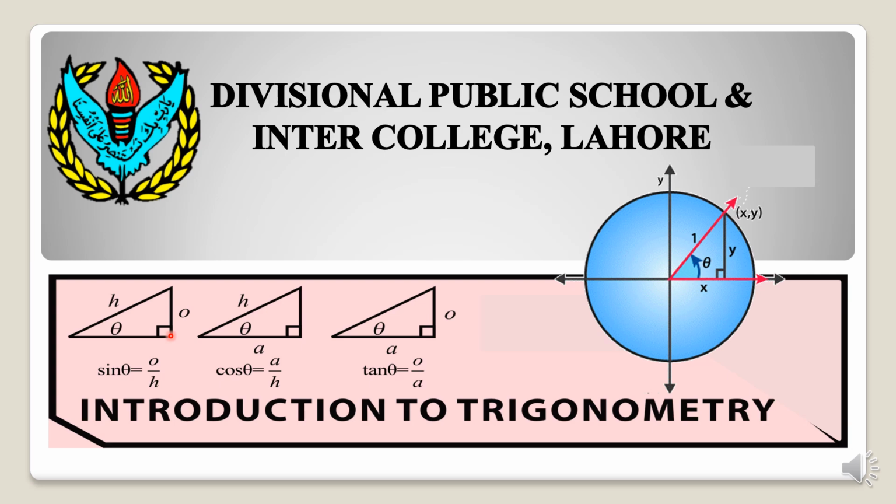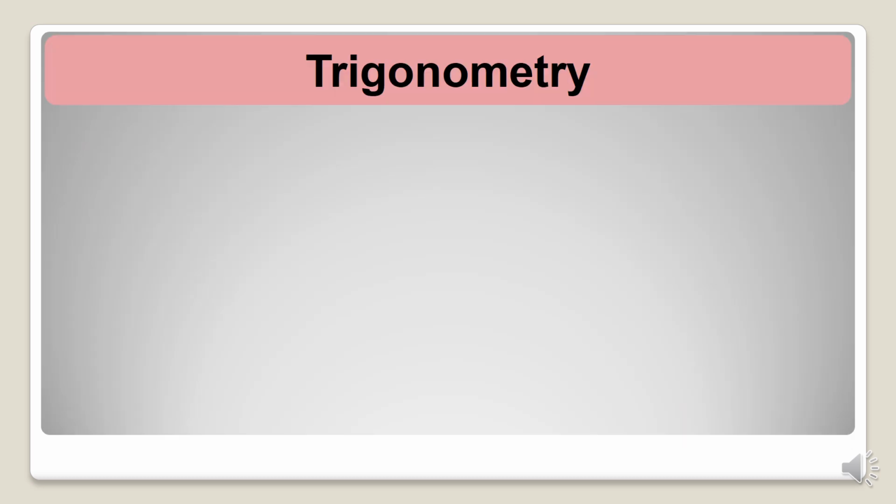So, in this reference, sine theta is the ratio of the side opposite to the angle to the hypotenuse, whereas cosine is the ratio of the side adjacent to the angle to the hypotenuse, and tangent is the ratio of the side opposite to the angle to the side adjacent to the angle. So, we will discuss the basic ratios and identities in this topic.